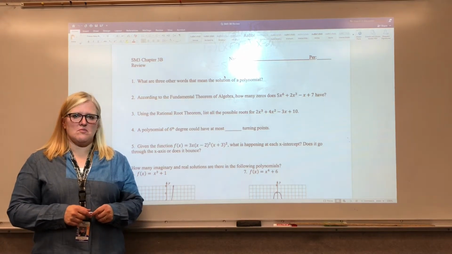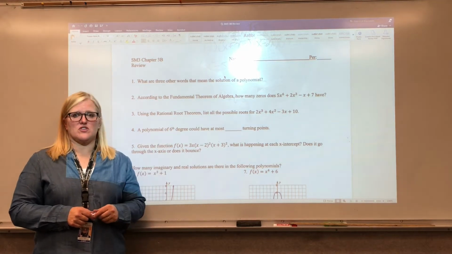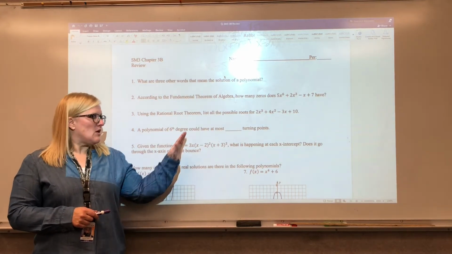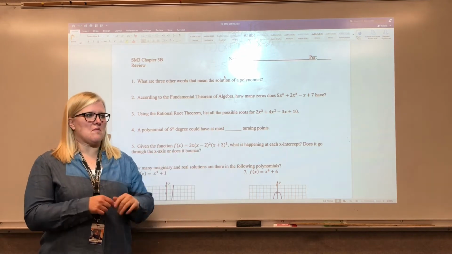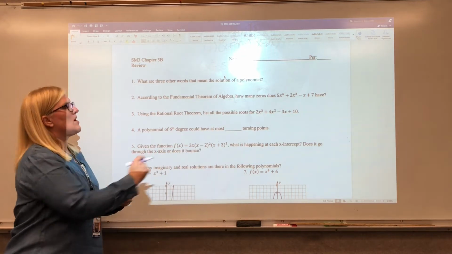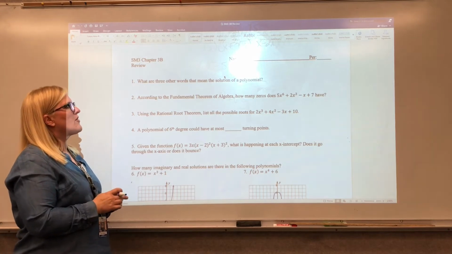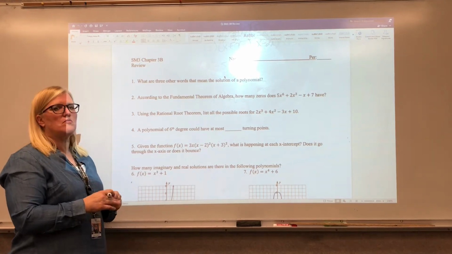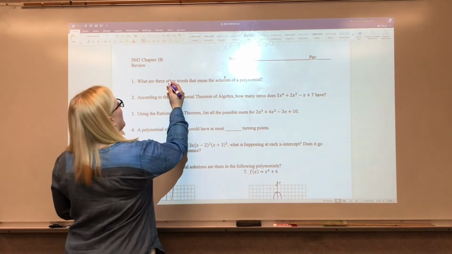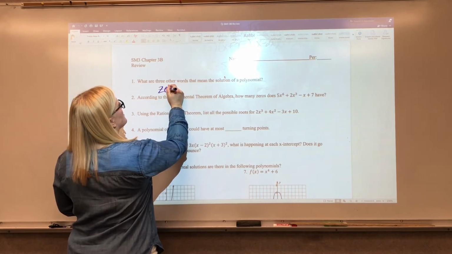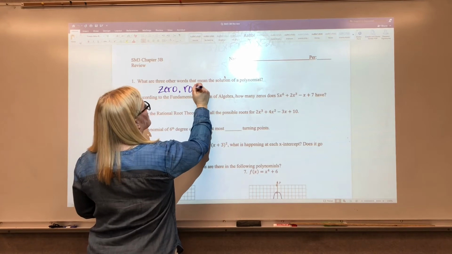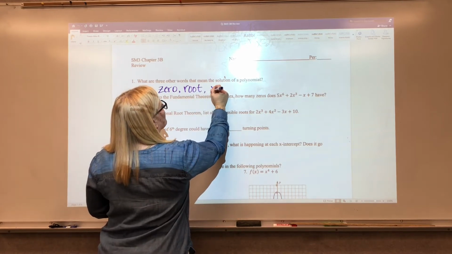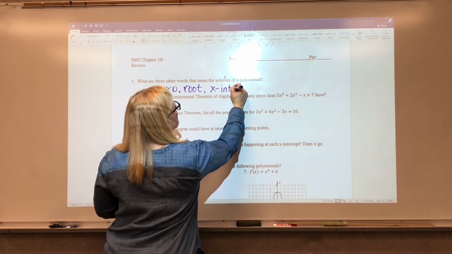This is SM3, Chapter 3B review, starting at the very first one. We'll see how this goes. I don't know if I'm going to have enough space in here, but I'm going to do my best. Okay, so number one, what are three other words that mean the solution of a polynomial? Well, we have zeros, so we have a zero, we have the root, and we also have x-intercepts.